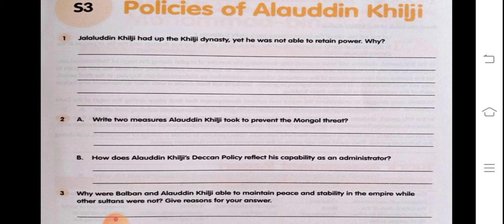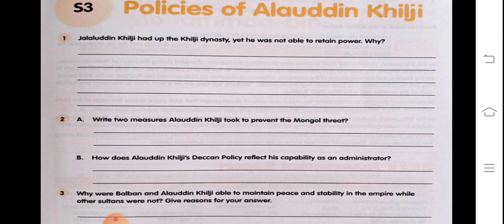Now the second question has two parts, A and B. The A question is, write two measures Alauddin Khilji took to prevent the Mongol threat. Alauddin Khilji ordered fortifications to be strengthened in the areas which were under the threat of Mongol attack.